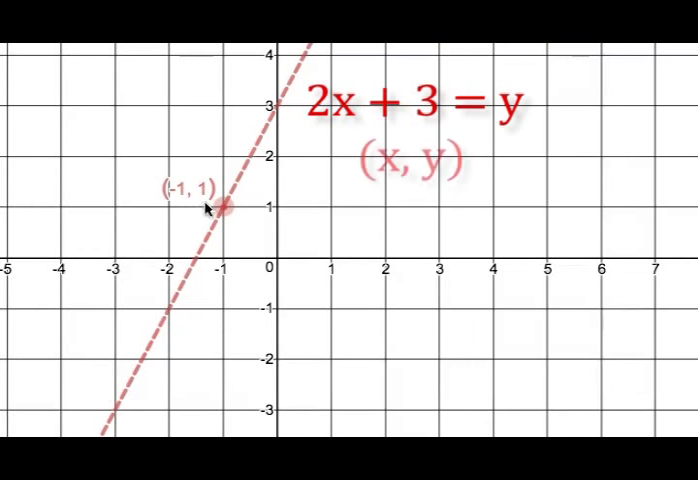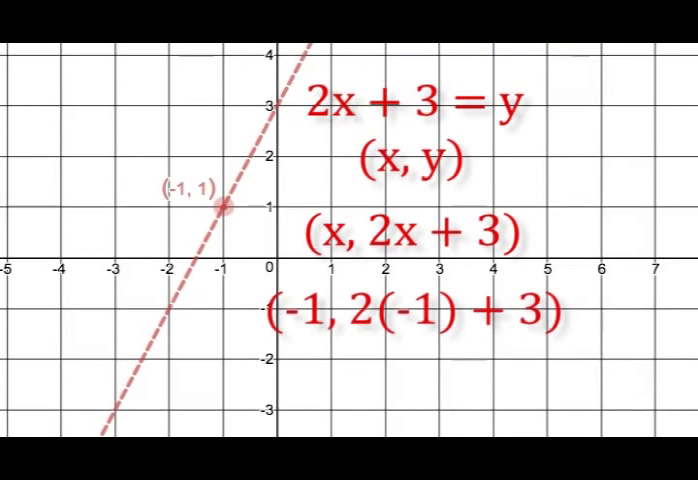I have an x value and a y value. And this equation, y equals 2x plus 3, tells me that I can take whatever my x value is, -1 in this case. And if I take -1 times 2 and add 3, that gives me my y value. So I can see that that works for -1, but it works for anywhere.